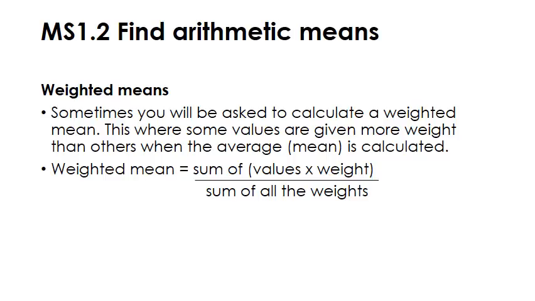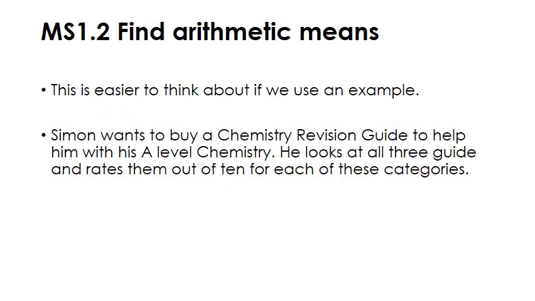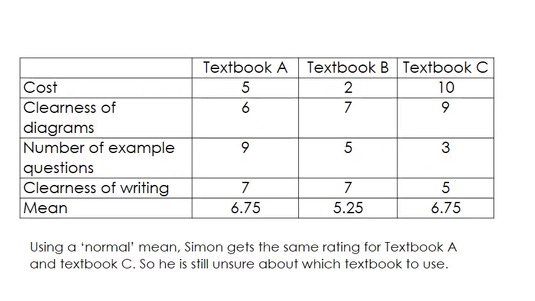It's best with weighted means to show you an example rather than trying to explain what you do. So, the example we're going to think about is that Simon wants to buy a chemistry revision guide to help him with A-level chemistry. He looks at all 3 guides, textbook A, B and C, and he rates them out of 10 for each of these categories: cost, clearness of diagrams, number of example questions, and clearness of writing. Those are the 4 things that are important to him.